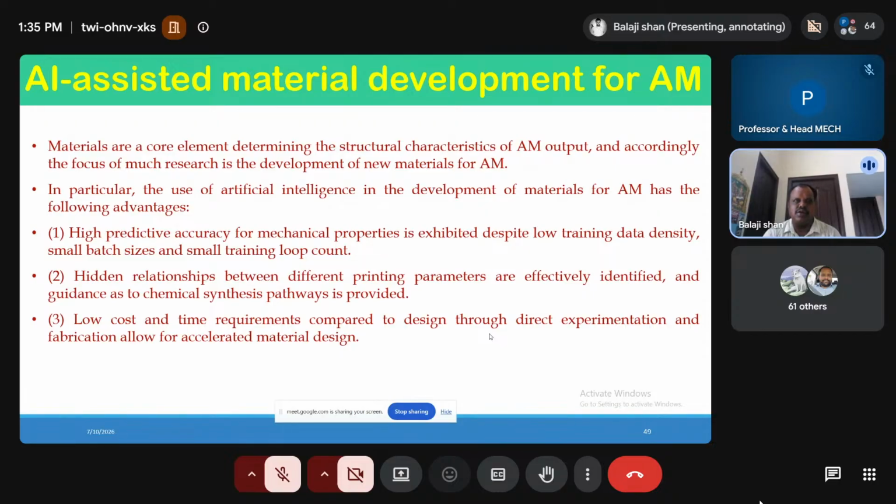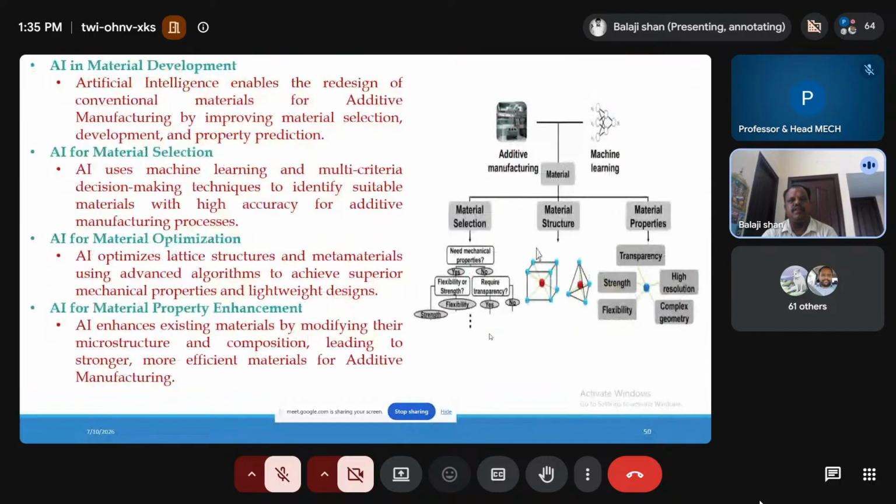Suppose we are selecting a combination of a new variety of alloy material or composite material. Based on the existing material properties, the artificial intelligence suggests which fabrication parameters are suitable for the materials. For example, we are making an eggshell based PLA material. What is the temperature for eggshell material? What is the basic temperature for PLA material? So based on the combination, the AI will suggest which temperature range is suitable for printing this material. This is the application of AI in material development for additive manufacturing.